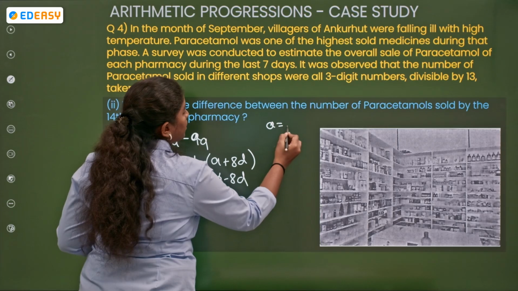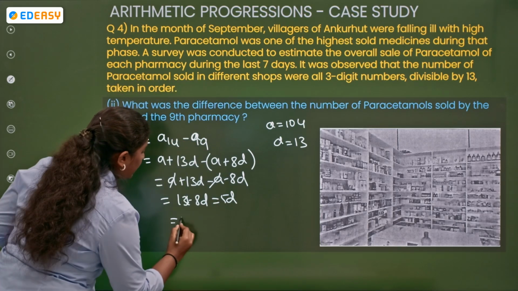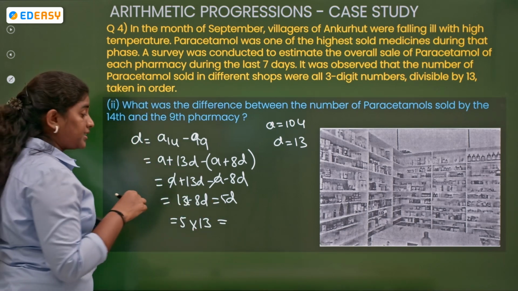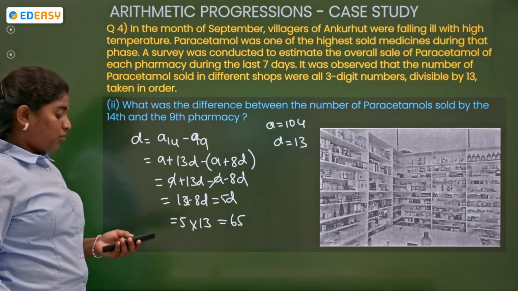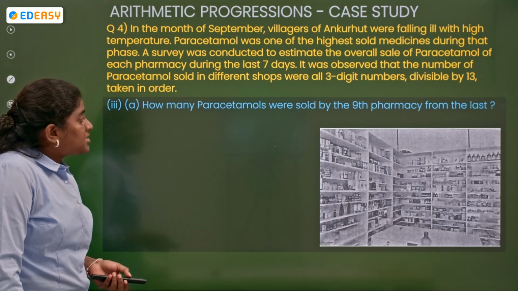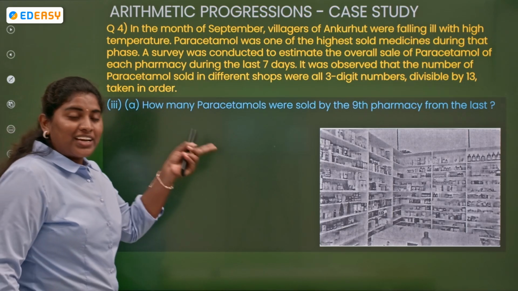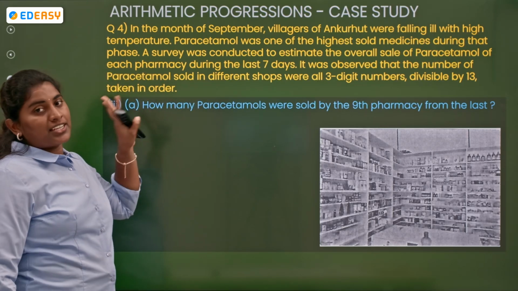A value is 104 and D value is 13. So 5 into 13, what will it become? 65. Clear? Yes. Now moving to the next. How many paracetamols were sold by the 9th pharmacy from the last? So here comes another interesting question. From the last you need to find the 9th.